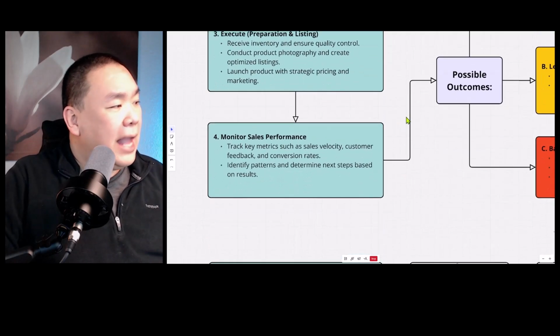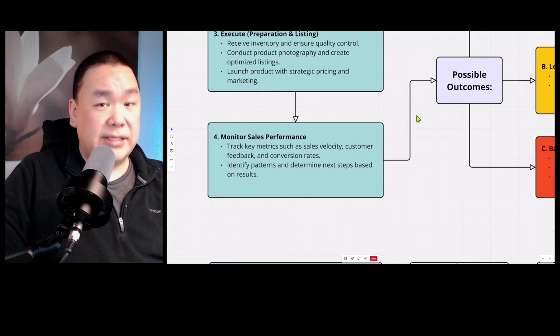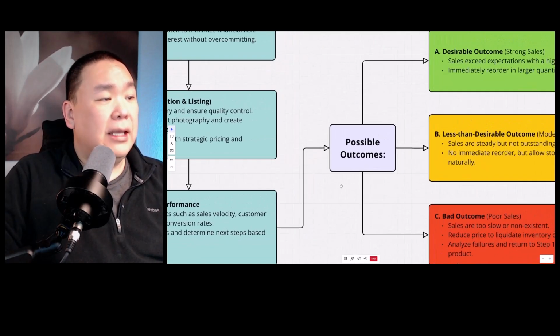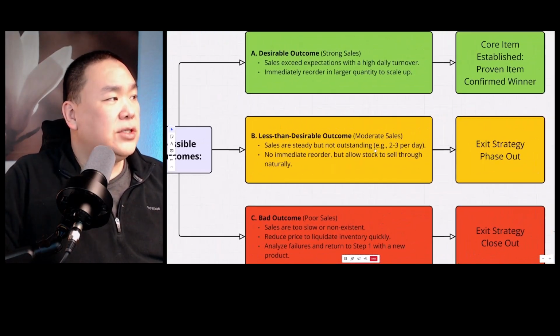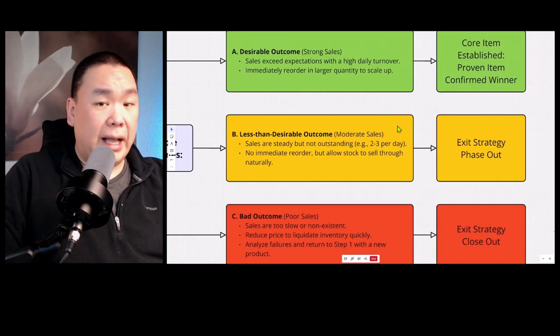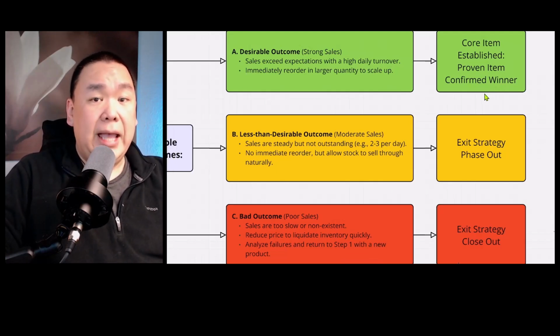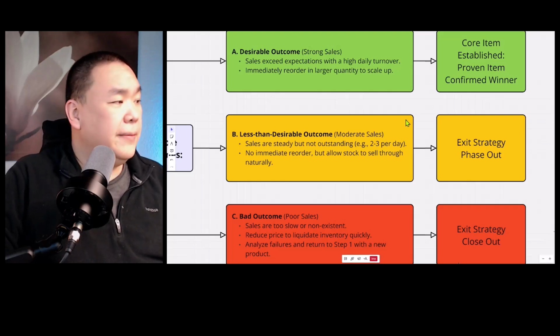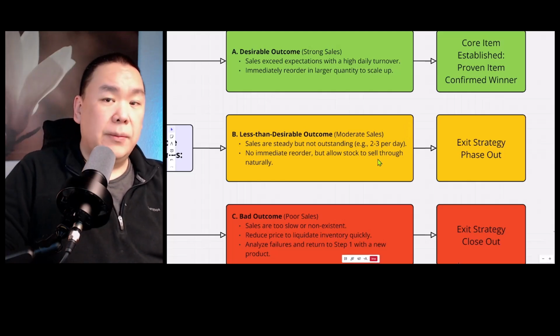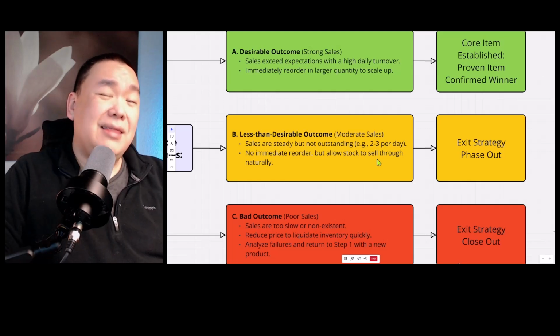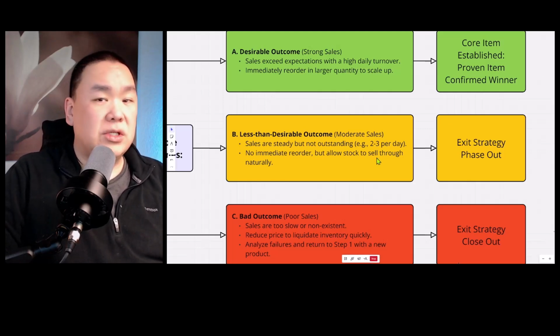Now, at this point, we're just going to monitor the sales performance for exactly 3 possible outcomes. So you're going to have the desirable outcome, which will help us establish a proven, confirmed winner. So it is an item that sells multiple units for us every single day and totally warrants a reorder. Then there's going to be the less desirable outcome, where it doesn't sell that many every single day, but it could improve, or maybe we'll just phase out this item and we don't have to try it anymore.